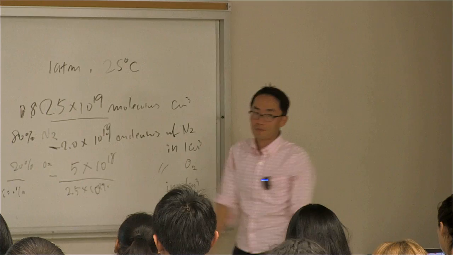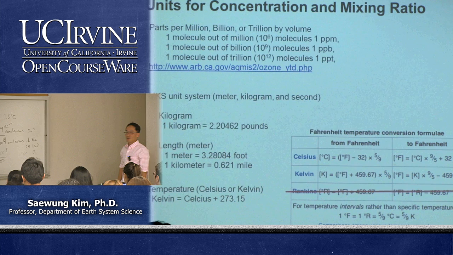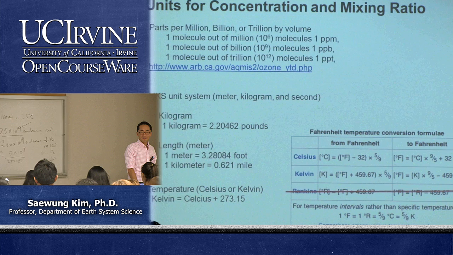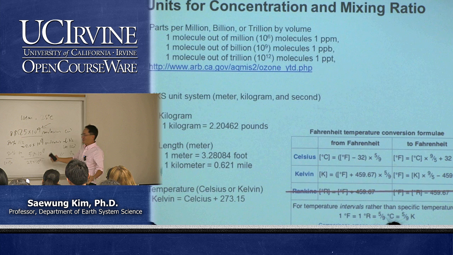Okay, this is how you convert to number of molecules from ppb once you know how many molecules are in the given volume, right? So basically, this is just a percentage of the number of molecules. Too many numbers? No. You don't get it? Yeah? Okay, so maybe you're just overwhelmed by this 19 thing, right? It's too many. Okay, then let's go with a much, much easier way.